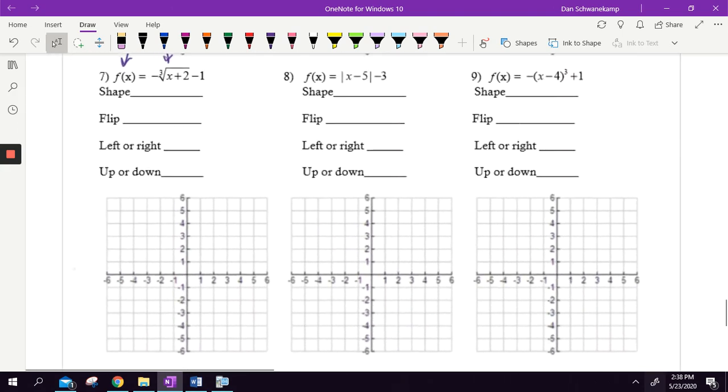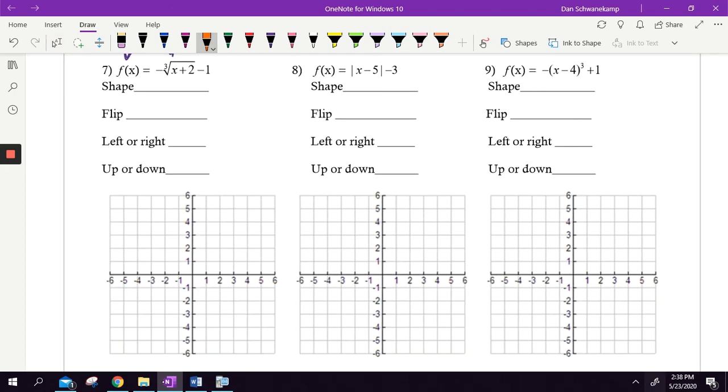3 more. We're doing well. Stay with me here. Shape. It is an S-curve. It's a cube root graph. Did it flip? Yep, because it's negative. This +2 right here, it's underneath the grouping symbol, so it's going to move me to the left 2. That -1 on the end is going to move me up. Just kidding. Down 1. Left 2, down 1. There's my starting dot. It's an S curve, and it's flipped.